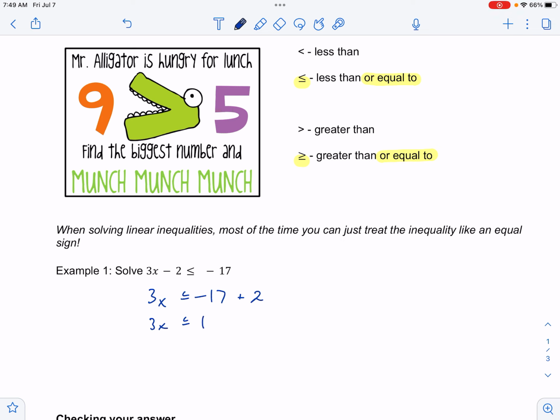Negative 17 plus 2 is negative 15. I can divide both sides by 3. x is less than or equal to 5. Sorry, dropped a negative there. Negative 5. That's it. We treated it as if it was an equal sign. All the math rules stayed the same.